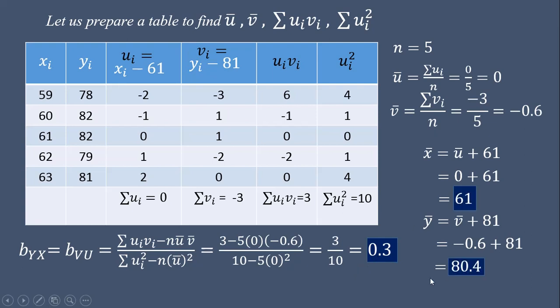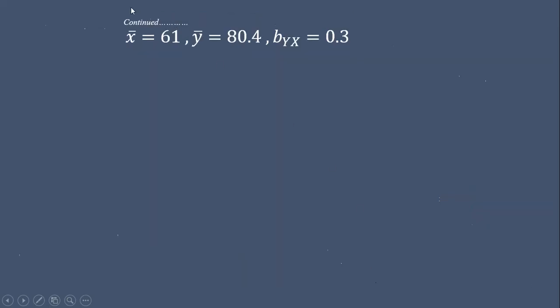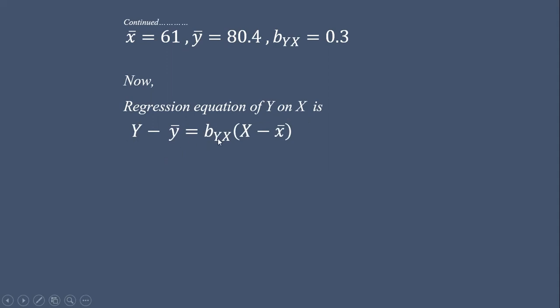Now we can write the required equation. Y minus y bar is equal to Byx into x minus x bar. Okay, so we have these three values, x bar, y bar and Byx. Now we write the regression equation of y on x: y minus y bar is equal to Byx into bracket x minus x bar.